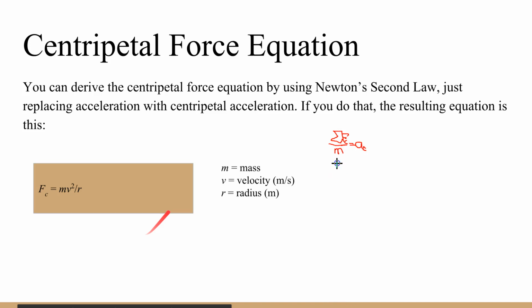Right? Then you solve: sigma F_c equals m a_c. And we learned from last time the formula for a_c, which is v squared over r. So you can just substitute v squared over r in there and you get m v squared over r. And keep in mind this is the net centripetal force. We'll discuss what is positive and negative in the next slide.